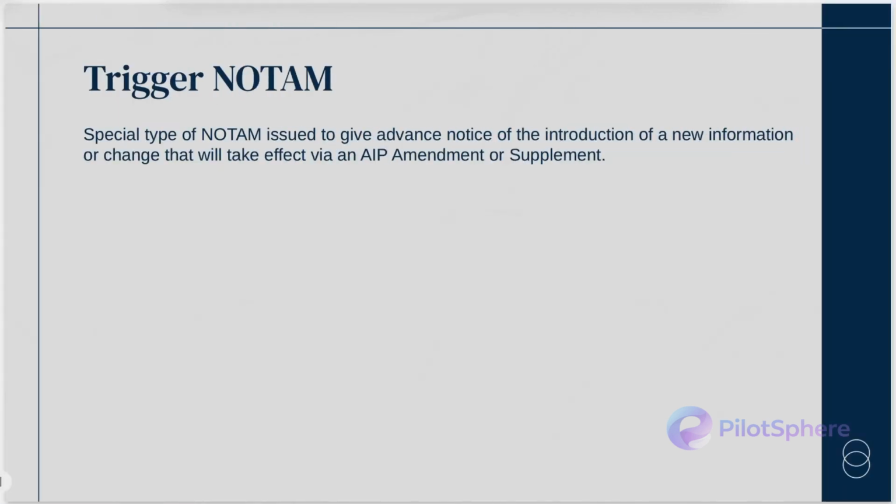The last thing we will look at is something known as a trigger NOTAM. So this is a very special type of NOTAM that is issued to give advance notice of an introduction of new information or change that will take effect via an AIP amendment or supplement. So a trigger NOTAM tells us slightly in advance that there is an upcoming AIP amendment that is going to be published. This is what it says. You can take a look for more details in that specific amendment or supplement.